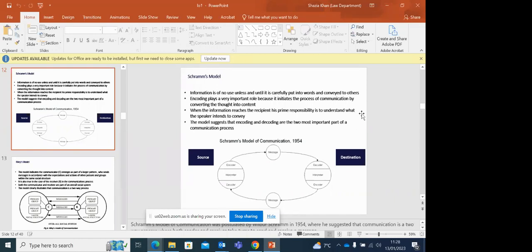Okay, so when the information reaches the recipient, his prime responsibility is to understand what the speaker intends to convey. The model suggests that encoding and decoding are the two most important parts of the communication process. And there's a diagram there of Schramm's model of communication, and it looks at the message, then the decoder, interpreter, encoder, and then the message again. It identifies the importance of the source and the destination.